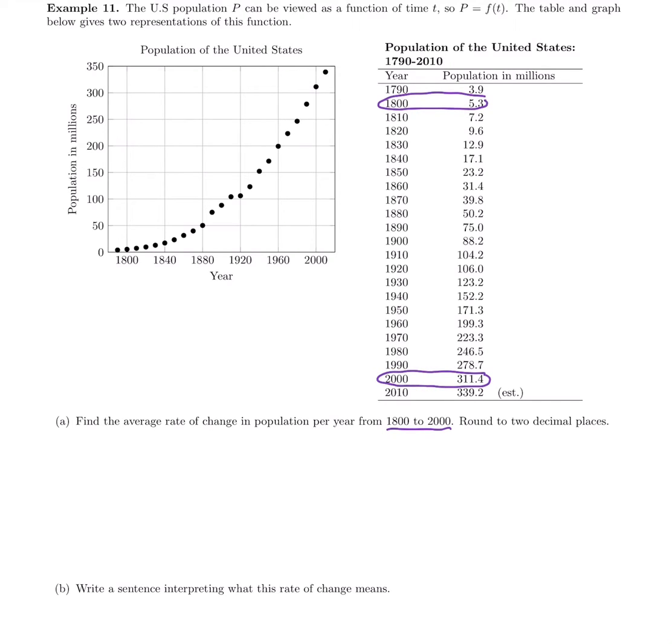So if it's helpful, we can write these as points. So we have the point 1800, year 1800 had 5.3 million people. We can tell that this is the X and this is the Y by looking at the graph, how we should write the points. So we're going to call this one X1, Y1. And then our other point is 2000, 311.4. And we have our X2, Y2. That way we can plug into the slope formula.